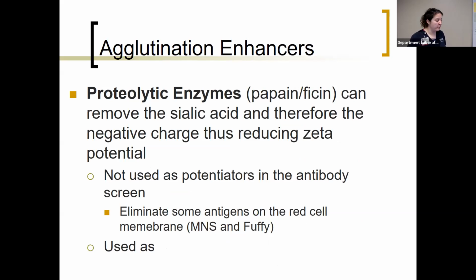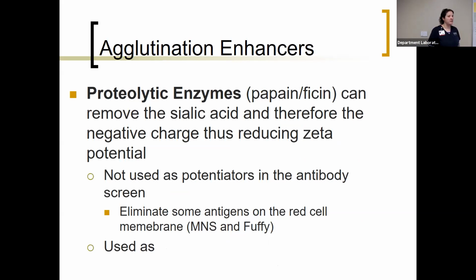As we start getting further into antibody identification, there's another process that we will talk about. It's your proteolytic enzymes. This is usually papain or ficin. It's not really an enhancement media. It's not really a potentiator. What it does is it's used as further investigation in antibody identification.